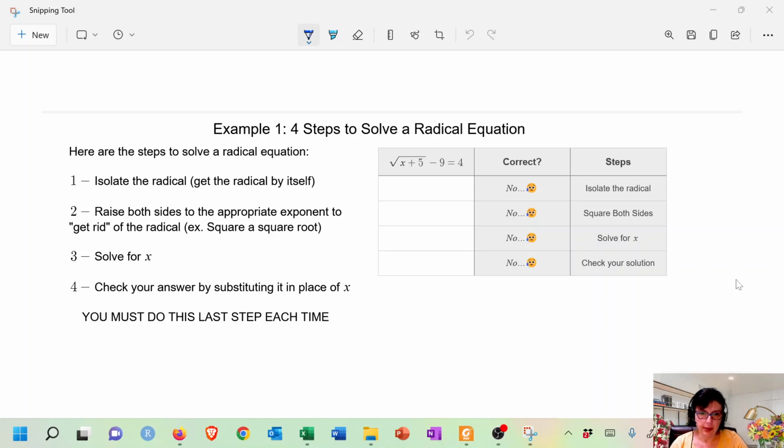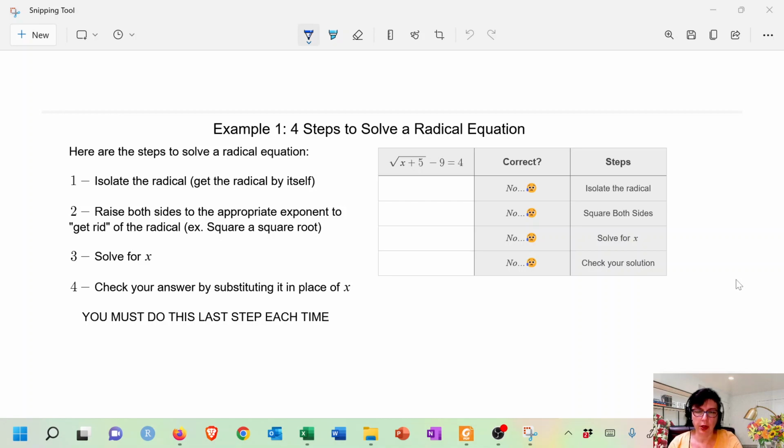Okay, guys, in this video, we are going to look at several examples of solving equations with radicals. So first of all, I want you to follow the steps that I have listed here. Step number one is to isolate the radical so that the radical is by itself on one side of the equation and everything else is on the other side. Then you want to get rid of that radical.